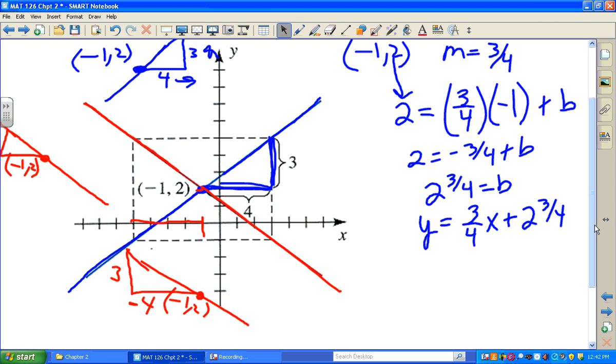All right, so go ahead and find the equation of that line. Another way of looking at it is down 3. All right. So go ahead and give that one a shot, see if you can come up with it. Again, if you want to use point slope, that's fine. Y equals mx plus b is fine also.